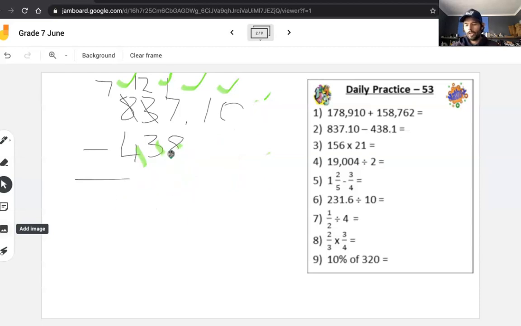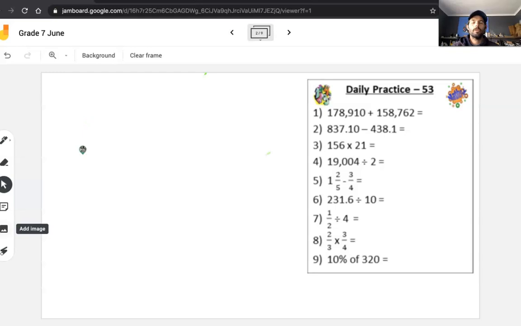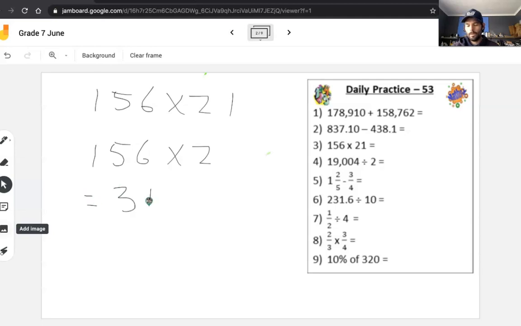Okay, long multiplication next, and we've spent a lot of time talking about various strategies. So the one I'm going to use today is going to be a compensation strategy. So I'm going to say 156 multiplied by 20. Okay, remember that multiplying by a number ending in 0 is really straightforward. So all I'm going to do here is say 156 multiplied by 2, which looks like that. And that's going to give me an answer of 312.